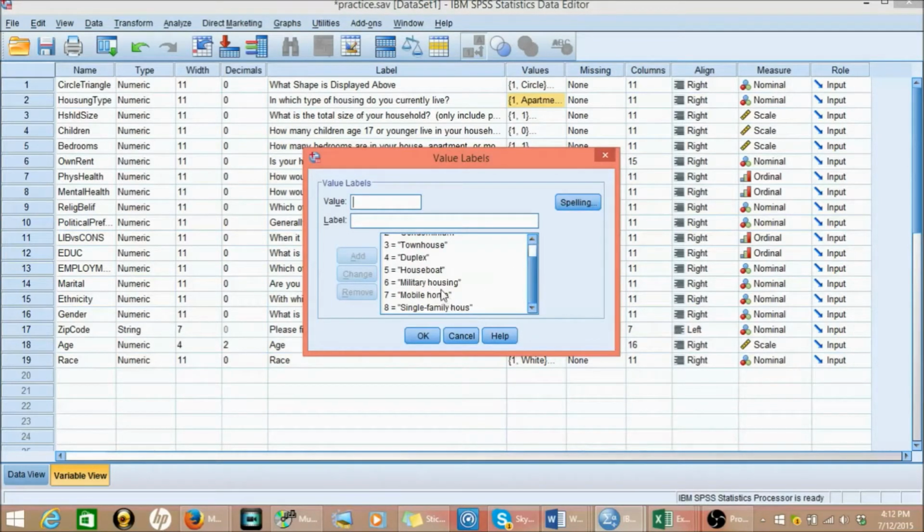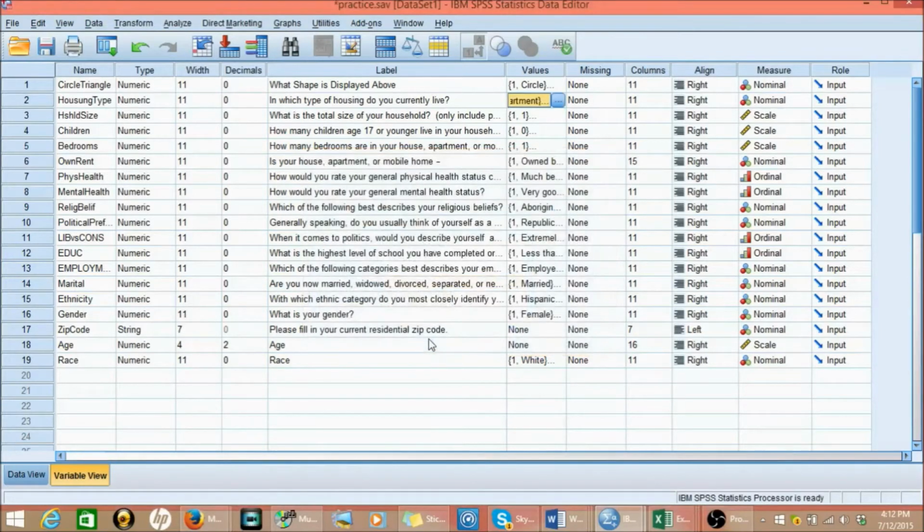Single family house, mobile home, military housing, houseboat, duplex, townhouse, condominium, apartment. I think I would answer houseboat if I took this just because it sounds so awesome, but I'm just kidding. We can't do that. However, I can see here, great, looks like she has a lot of good options. And now I know there are 8 different types.